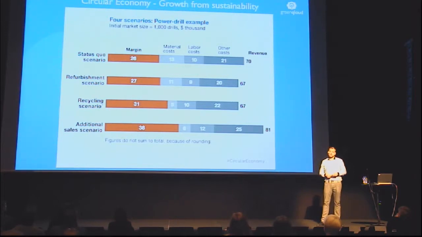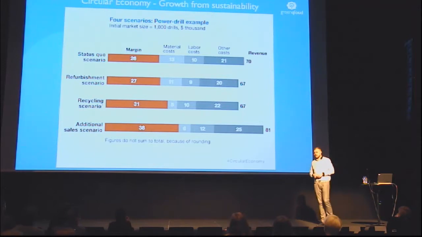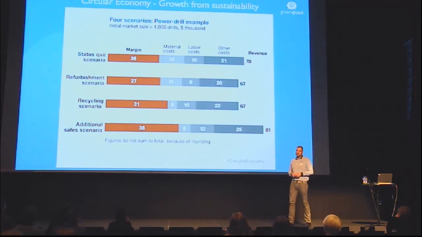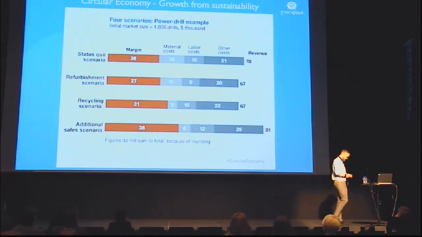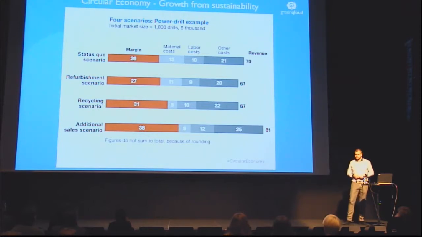What actually will happen without a circular economy, but a fixed linear supply chain, is that the material cost will go up. And with material cost going up, that's going to inflate other things in the economy, and labor cost will go up. Other costs will go up. So that profit margin in the status quo is obviously going to decrease.